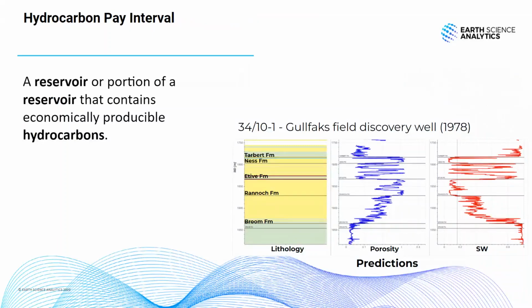This is the 3410-1 well, the discovery well for Gulfaks, drilled in 78. We see here quite nicely our sand prediction within the Brent. We see our porosity predictions, reservoir style porosity around, say, 20 to 30%. And in blue and in red, we have water saturation, low water saturations in those high porosity intervals, and that's, of course, classified as pay.